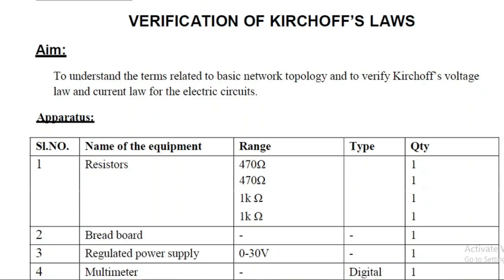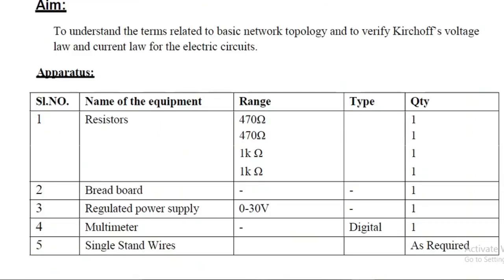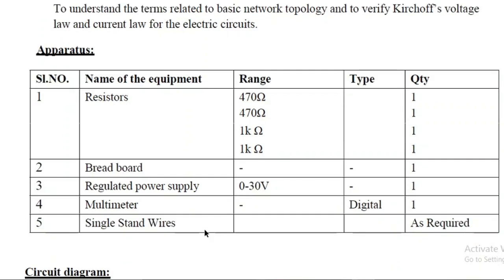For that, we are going to take a circuit diagram which consists of 4 resistors of 470 ohm, 1 kilo ohm, 1 kilo ohm. These are the 4 resistors that we are going to use in a circuit to verify KCL and KVL. We will need a breadboard on which we are going to connect the circuit, and we need a regulated supply to supply the power to the circuit, and we need multimeters to measure the currents and voltages across the resistors, and we need single strand wire to connect the circuit.